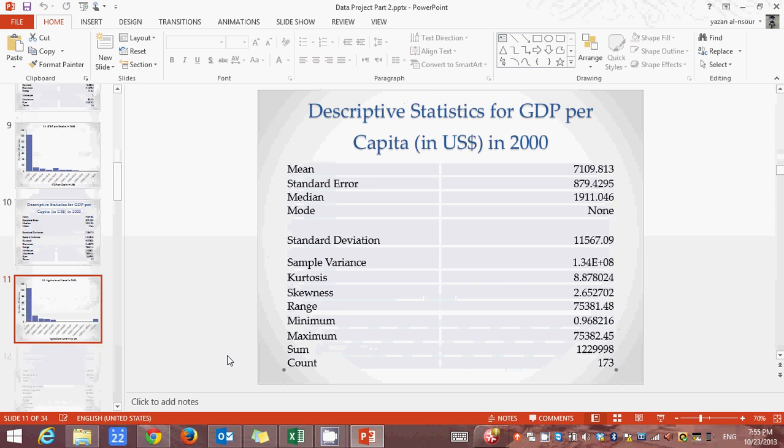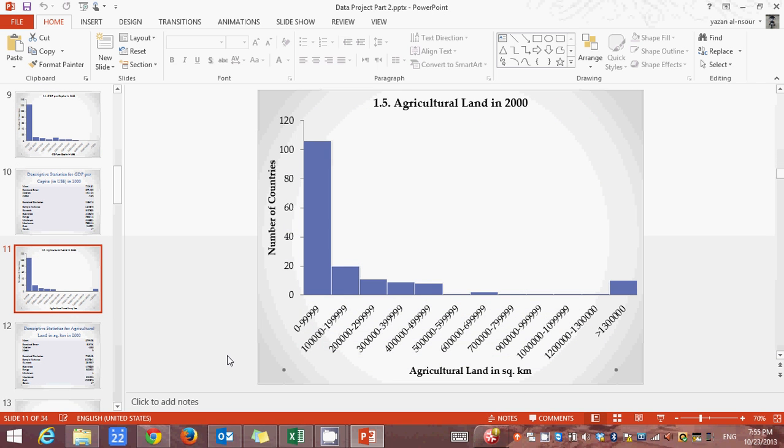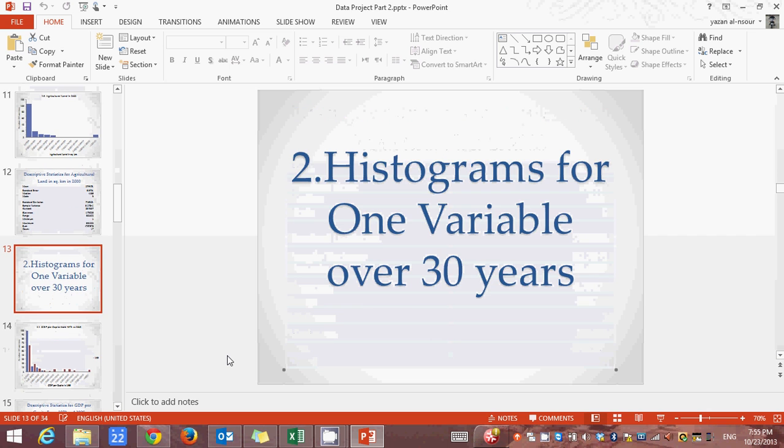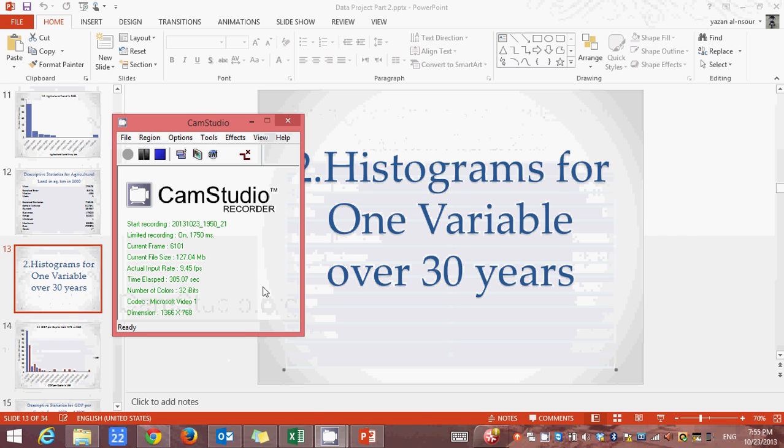Those are the descriptive statistics. Agricultural land in 2000, same thing. The agricultural land in square kilometers. You can see that most countries really have poor agricultural land. Then descriptive statistics. Then this is the second part.